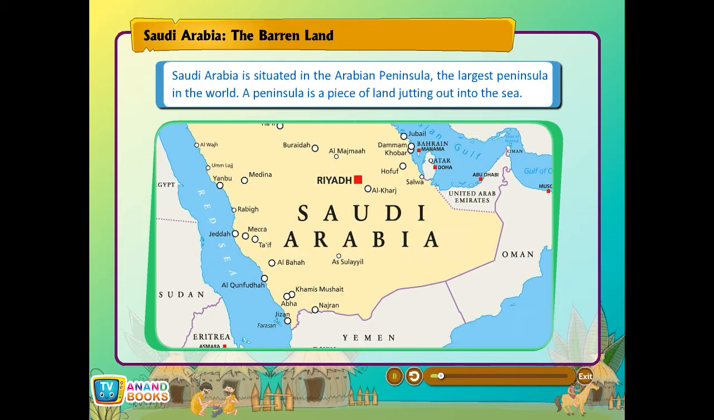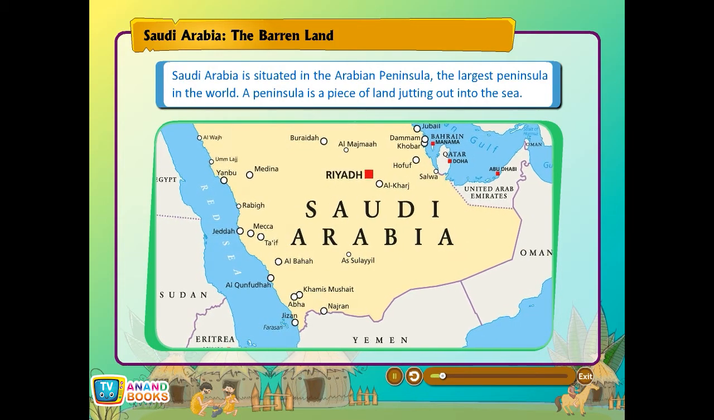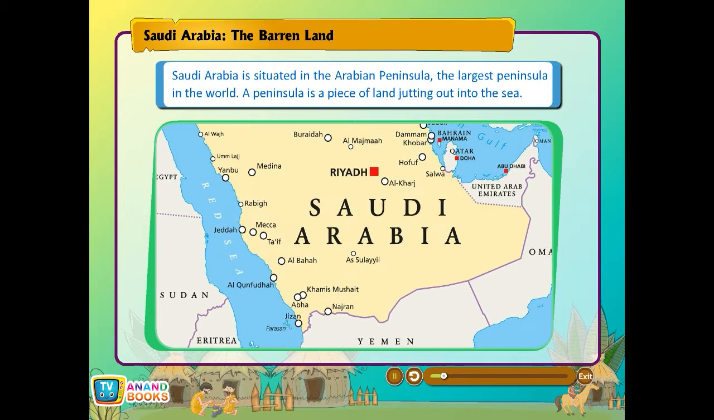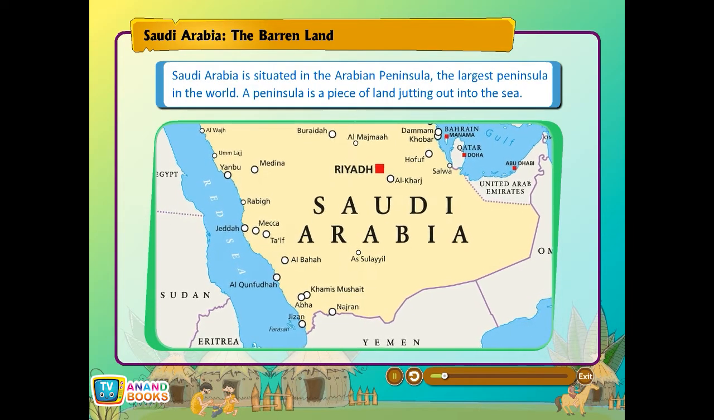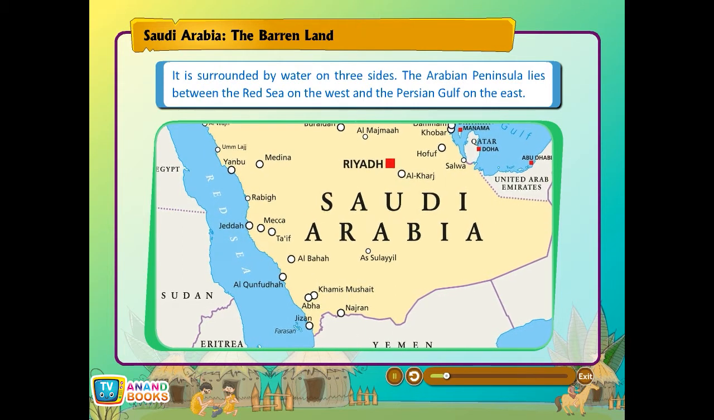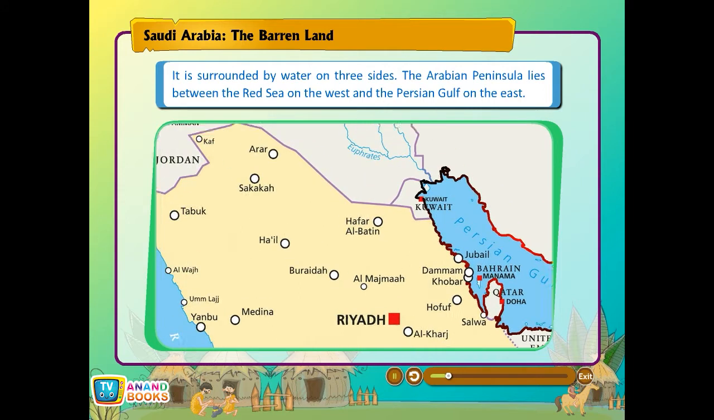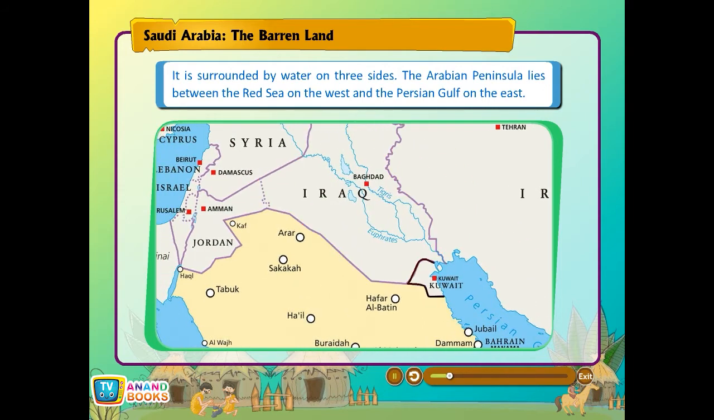Saudi Arabia is situated in the Arabian Peninsula, the largest peninsula in the world. A peninsula is a piece of land jutting out into the sea. It is surrounded by water on three sides. The Arabian Peninsula lies between the Red Sea on the west and the Persian Gulf on the east.